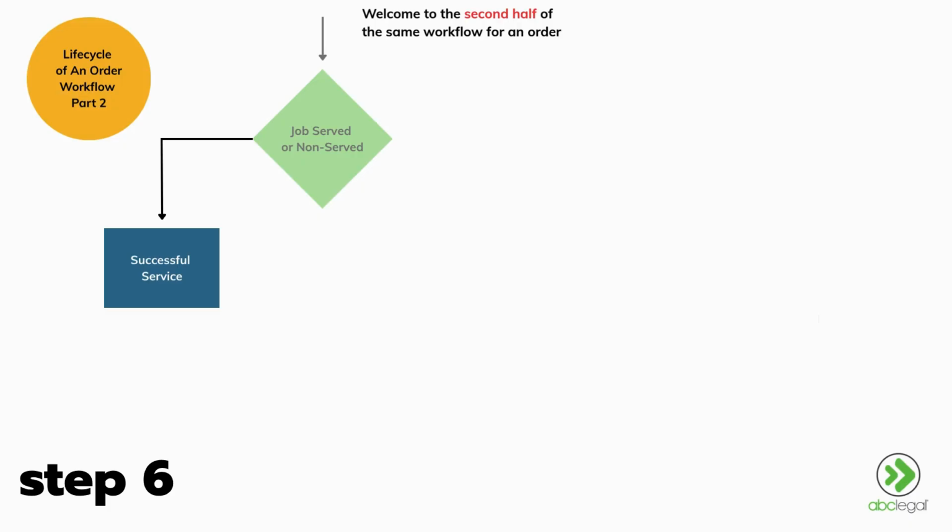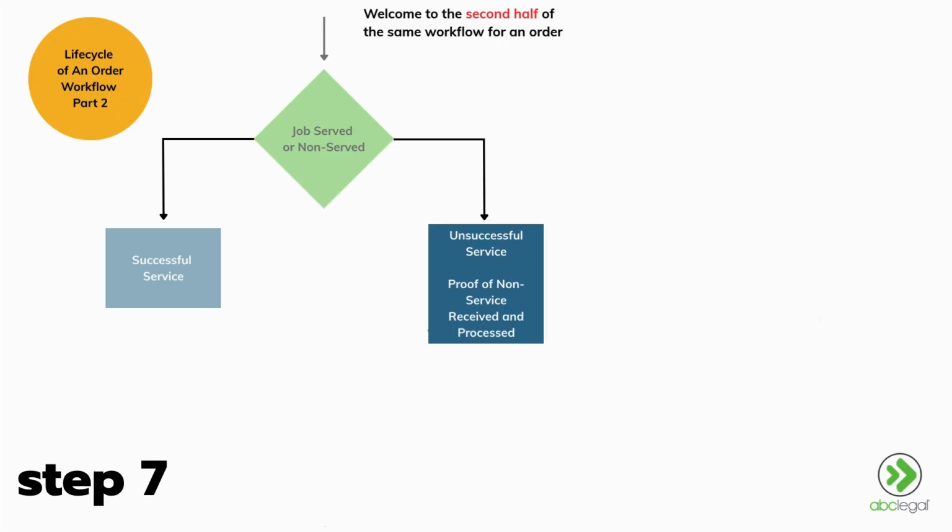Step 6, successful service, occurs when the process server is able to serve the documents to the defendant. Proof of service is returned to ABC Legal to prep, process, and send to court for filing. Step 7, unsuccessful service, occurs when the process server is unable to deliver documents to the defendant. Proof of non-service is received and processed by ABC Legal.